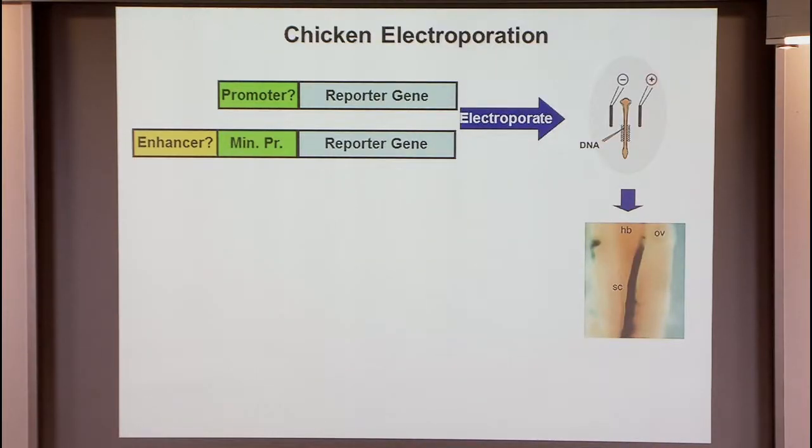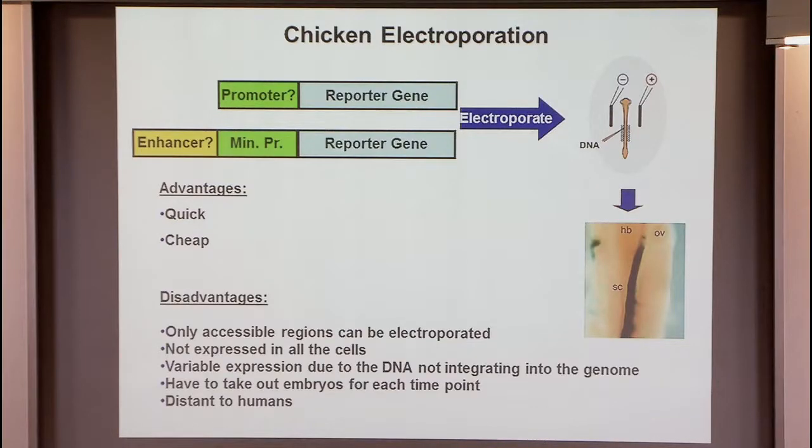Another way that people do this is chicken electroporation. You can take these sequences, electroporate them into a chicken, and then see where they light up. Again, the advantage is that it's quick and cheap. The disadvantage is that it's only accessible in the regions that you can actually electroporate in the chicken.